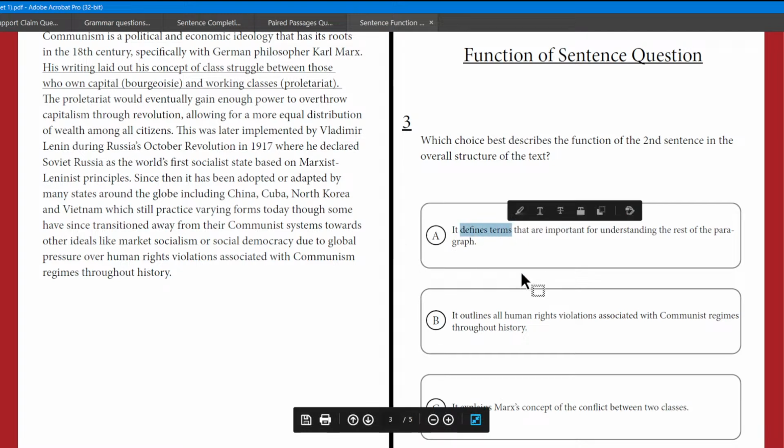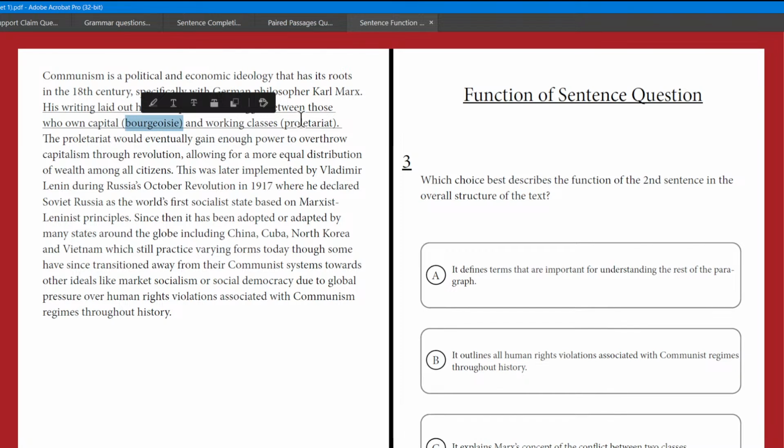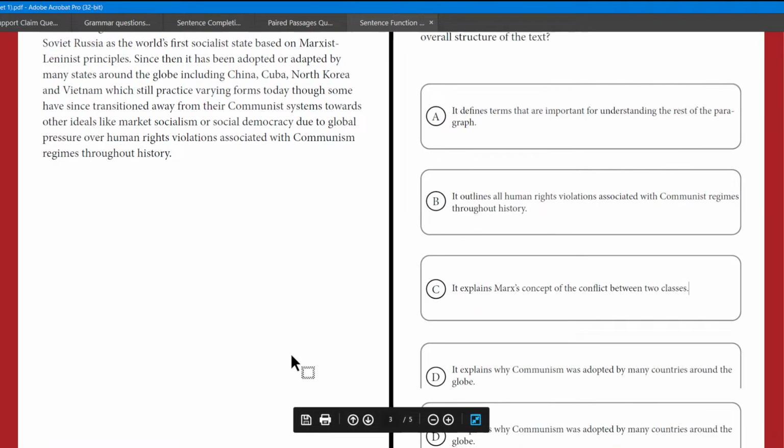To confirm A, I would have to say, okay, what are the terms? Bourgeoisie and proletariat, clearly, right? And then I would have to check whether they matter for understanding the rest of the paragraph. So all I would have to do is look down this paragraph and be like, do I see these words ever again? And I'm just scanning really fast. And I see Marxist, Leninist, Cuba, Vietnam, communist, socialism. I don't see these words ever again. So they're not important for understanding the rest of the paragraph. So A is incorrect. It does define terms, but those terms are not important for understanding the rest of the paragraph. C is definitely the best answer.